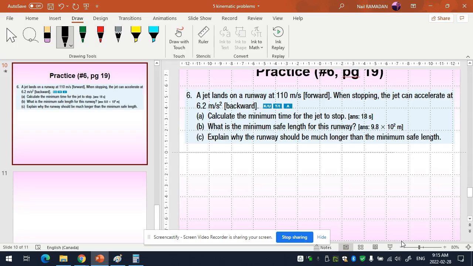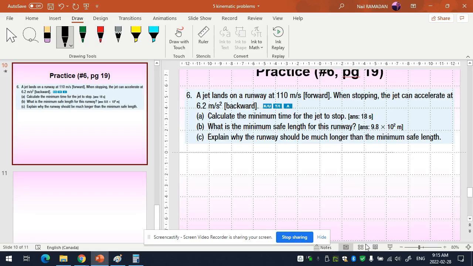Okay. When stopping, the jet can, everyone, watch this, accelerate at 6.2 meters per second squared. Which way? When something accelerates backwards, is it really accelerating? It's decelerating, which means this number, 6.2, is it going to be given a positive or a negative sign when we solve? You got it, because it's going against the motion of it once it lands. That's the whole idea. Okay?